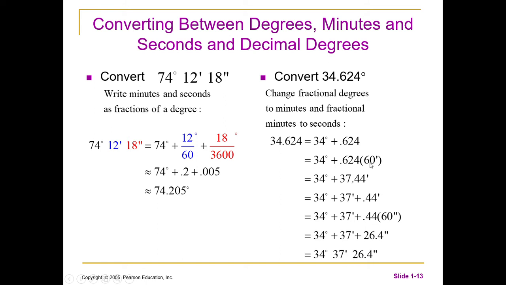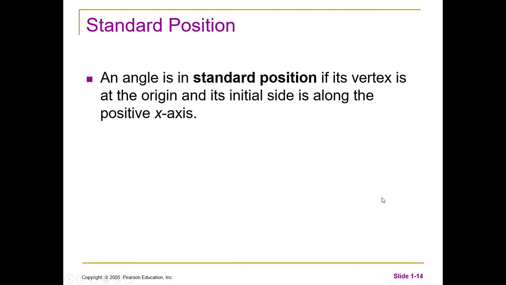Paano to nangyari? Kasi kinonvert lang natin yung 0.624 into minutes. So, 60 minutes over 1 degree. Cancel yung degrees, yan na natira. Ganun lang din dito, pare-pareho lang siya. I hope naiintindihan nyo, ha?